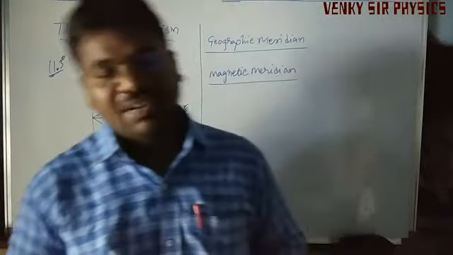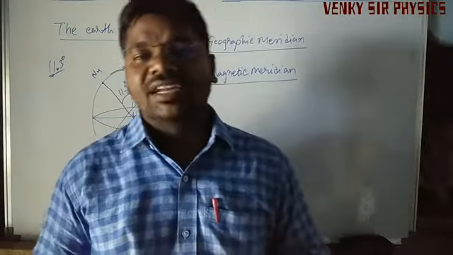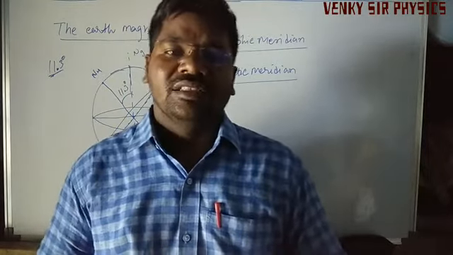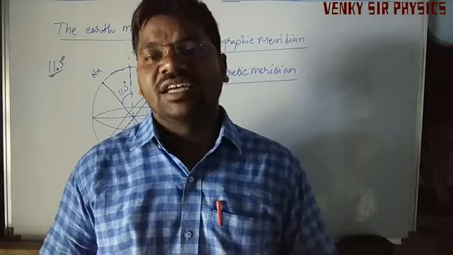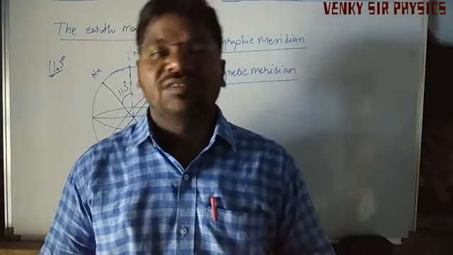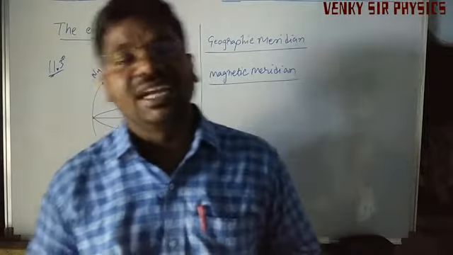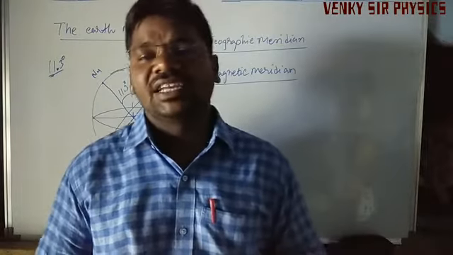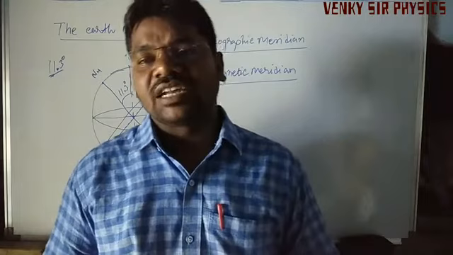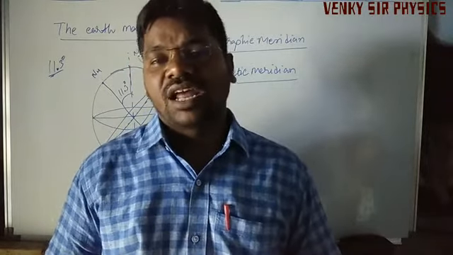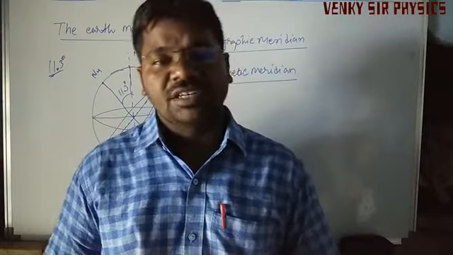Geographic meridian is defined as the vertical plane containing the longitude circle and the axis of rotation of the earth is called geographic meridian.